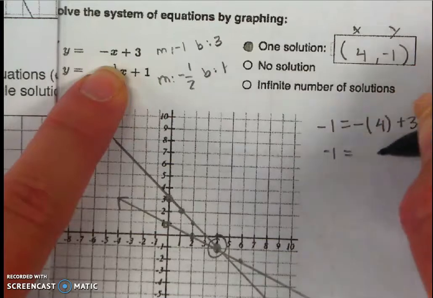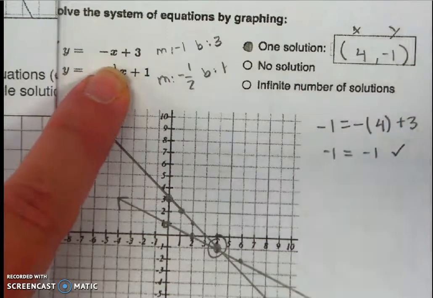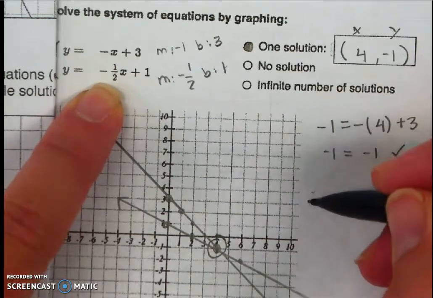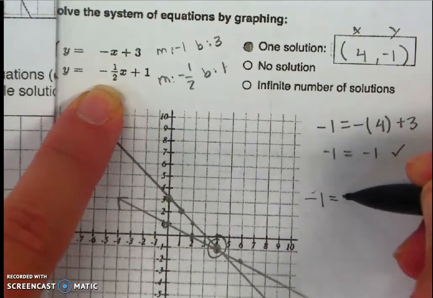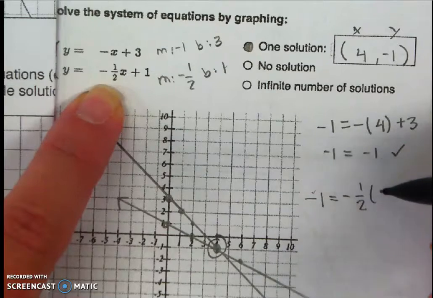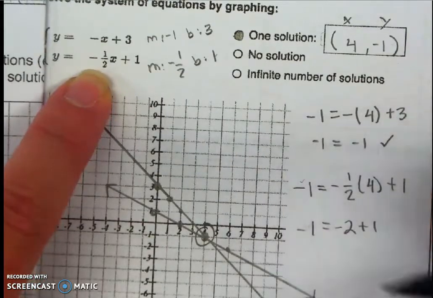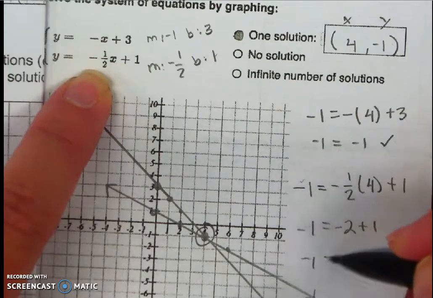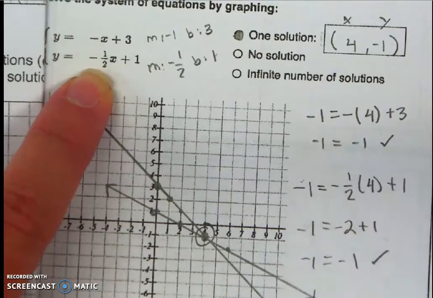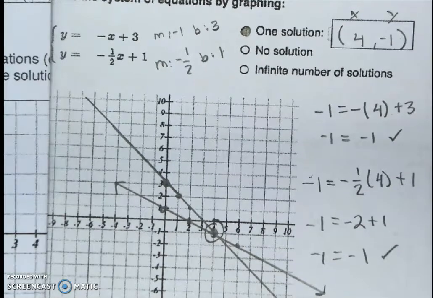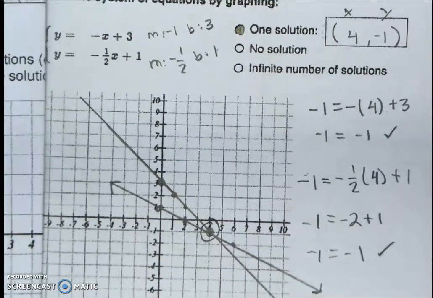Negative 1 would then equal negative 1, and that checks out for the first equation. Second equation, it would give me negative 1 equals negative 1/2 times 4 plus 1. Well, half of 4 is 2, so that would give me negative 2 plus 1. And negative 2 plus 1 is going to give me negative 1. So it checks out for the second equation. We now know that we are correct. That was the correct graph, and that is the correct solution.